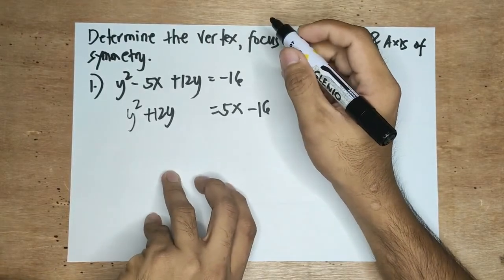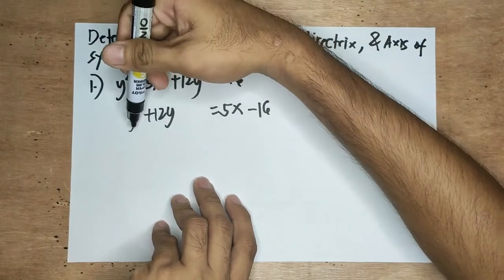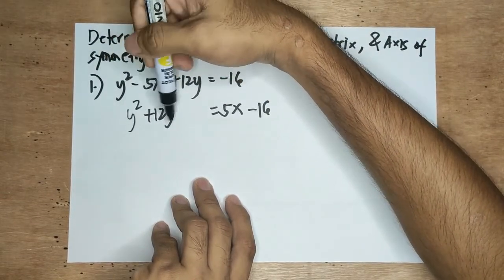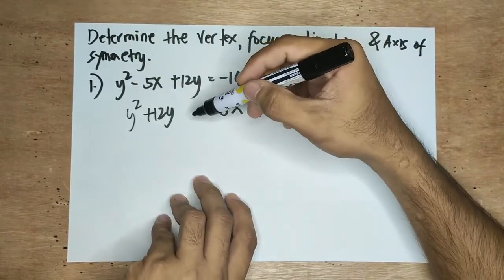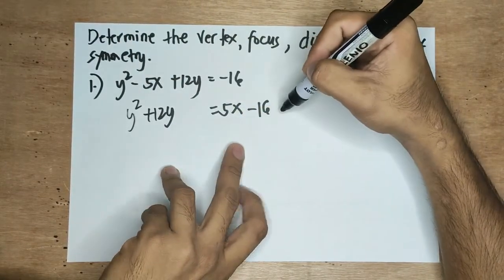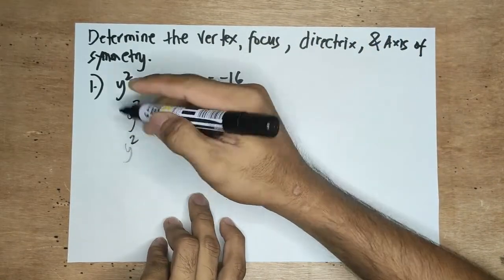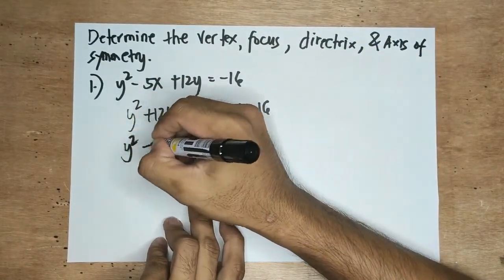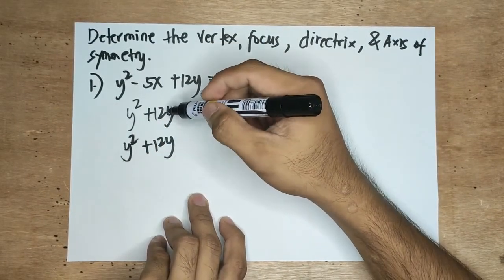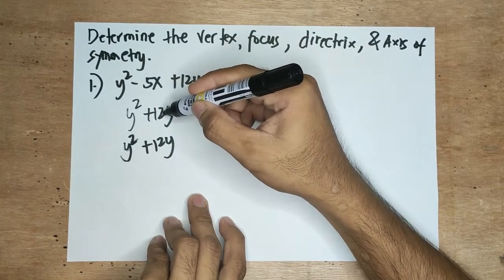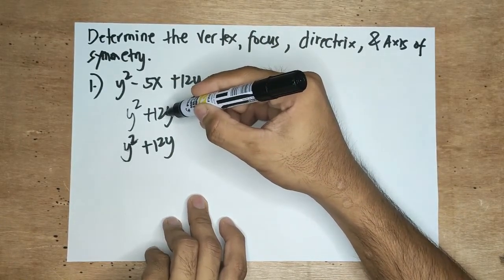From negative 5x, ito transpose natin sa kabila, we have positive 5x, and then we bring down negative 16. Papaano ulit gamitin yung completing the square method? We try to complete this binomial into a perfect square trinomial, at kung ano yung i-add natin dito, i-add din natin sa kabila. So we bring down y squared plus 12y. Anong i-add natin dito? Yung square ng kalahati ng coefficient nito. So, 12 divided by 2 is 6.